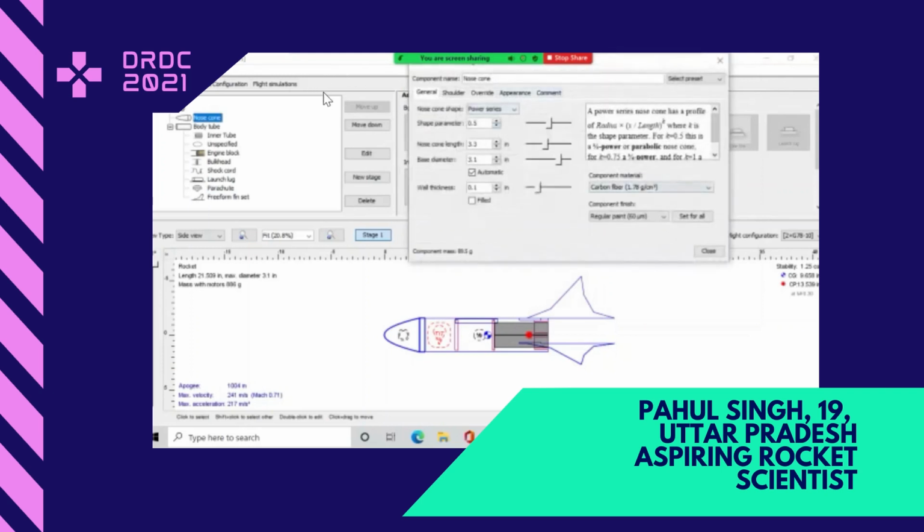The nose is of the power series shape, because this was giving the maximum stability and velocity and was cutting through the air properly, because the nose is one of the important components as it is present in the front of the rocket, and it is the one that cuts through the drag of air so that the rocket can soar. And I have used carbon fiber because it is lightweight and a very rigid material, so that it does not break under the pressure and the stress of the air.